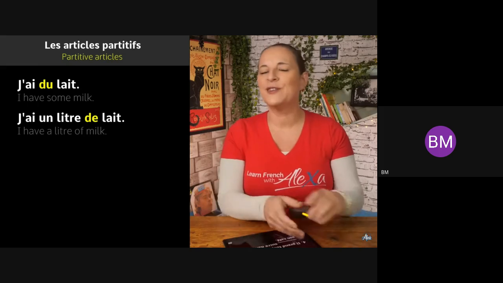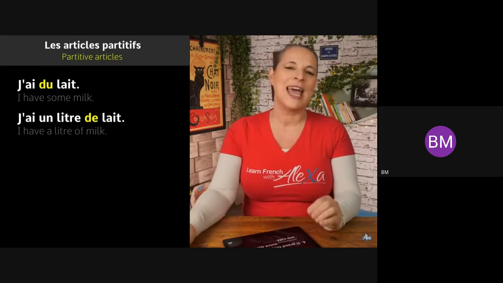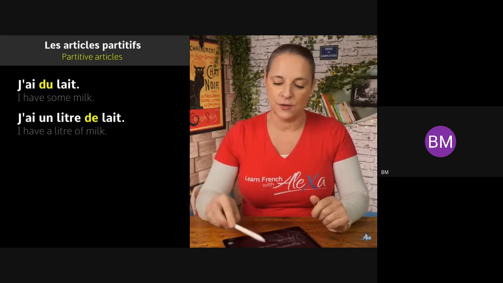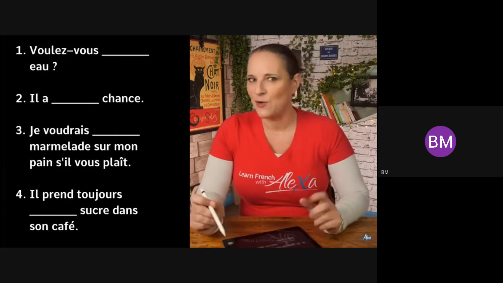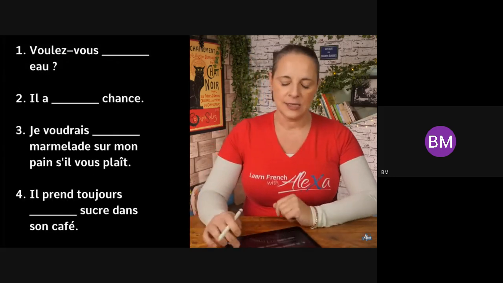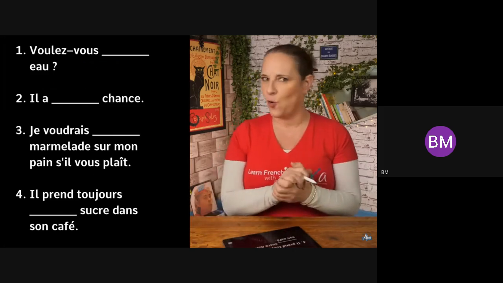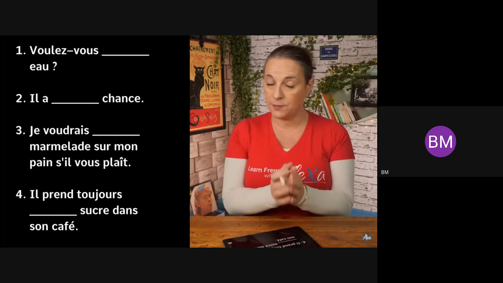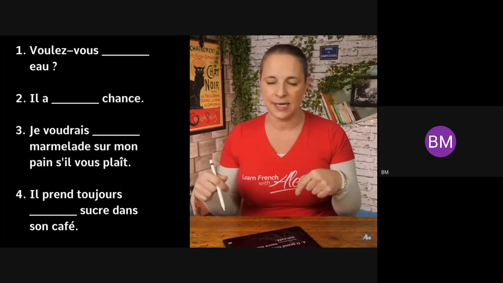Okay, we've done a few examples. What I would like us to do now is try to practice using a few sentences. And I think that's the best way to learn anyway. Okay, so let's have a look at numéro 1. We have voulez-vous, and then we need a partitive article. You've got all the list here for you.